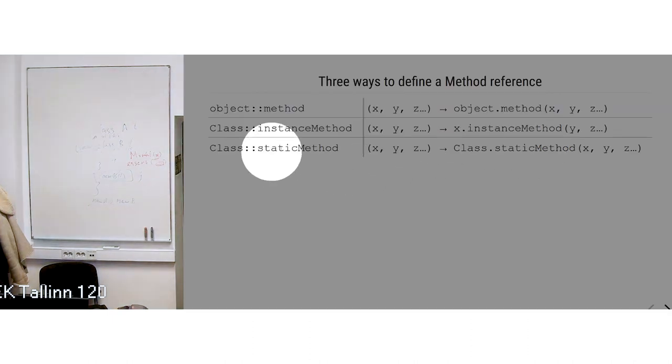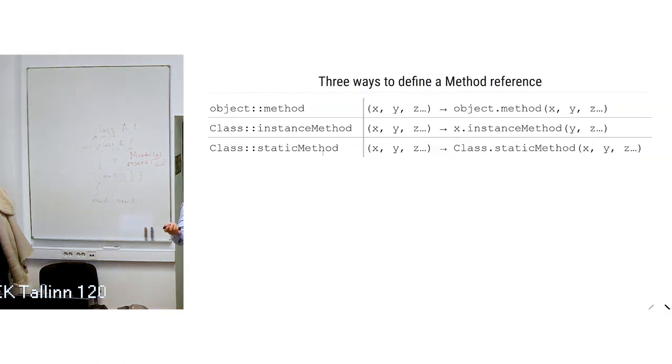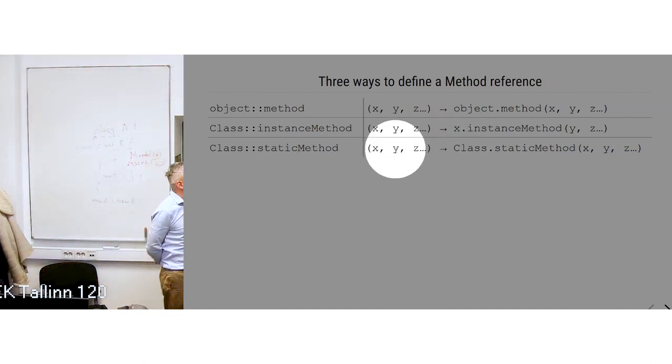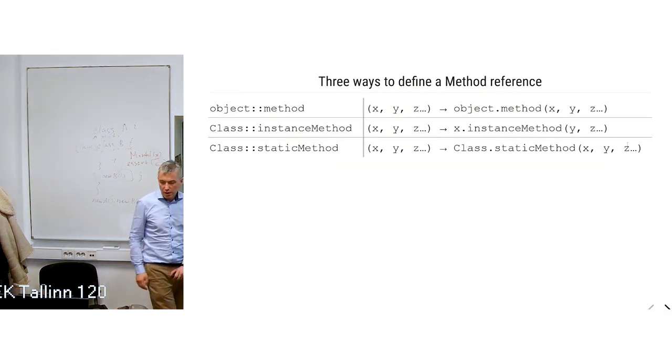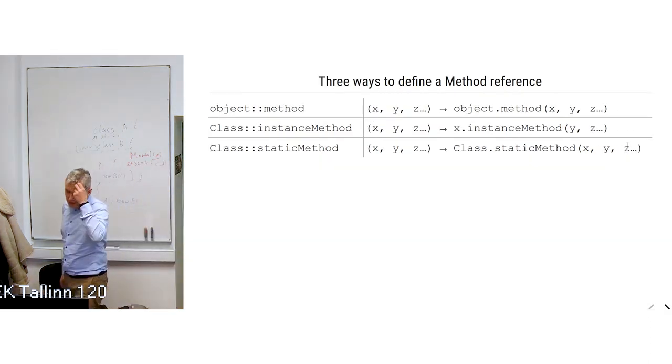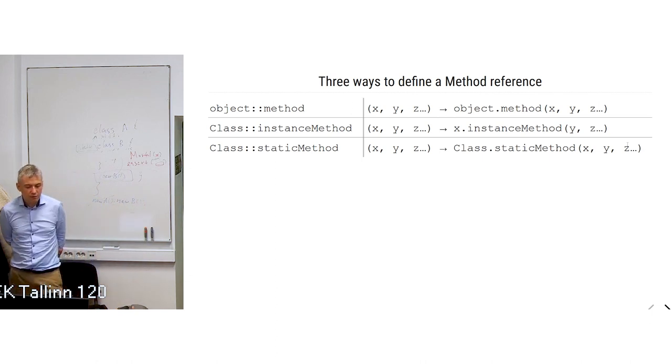And the third one is the simplest one: a class static method. A static method is just a plain function, it can work without any object, so it works like this. We have the parameters of the static method, and they just convert to the lambda. Okay, so these are the three ways to define a method reference.